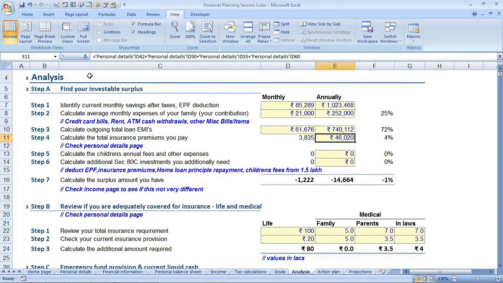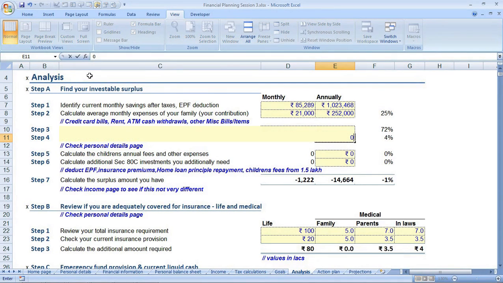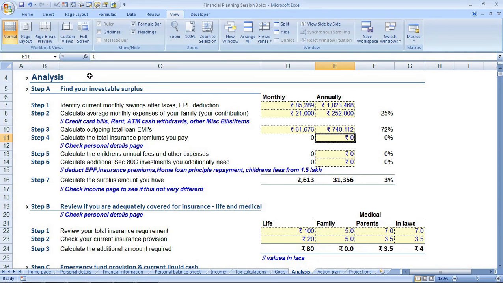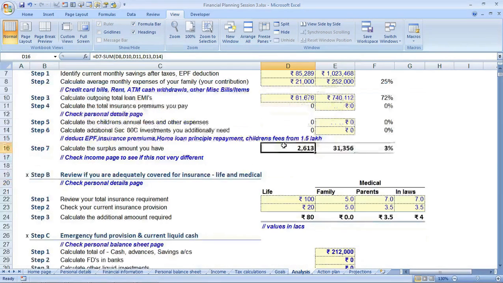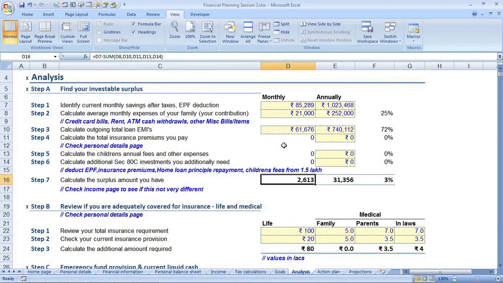Let's say the insurance premiums are being paid from the annual bonus, so we reduce it from the monthly expenses. So this is his current outflow. So basically he's left with very little surplus. Probably you might get a higher figure depending on your inflow and outflow. What we see from this step is most of his income is going into loan repayment and taxes.